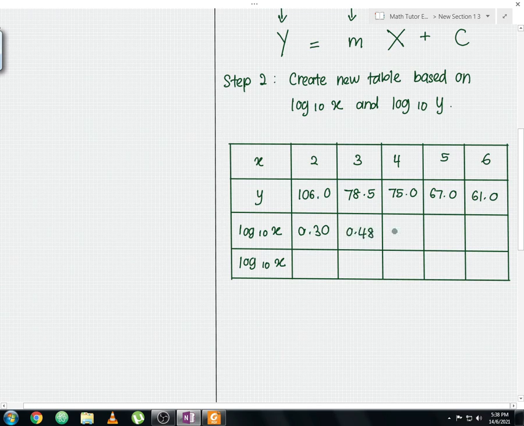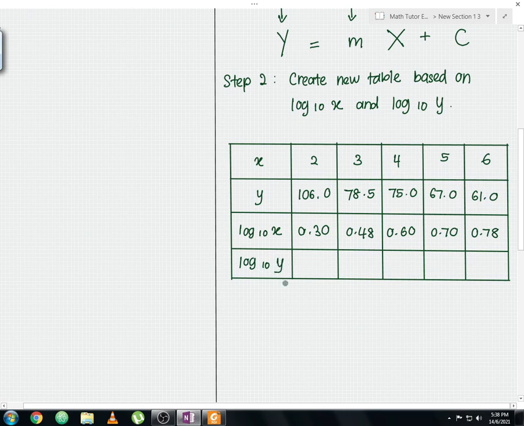Then continue with when x equals 3, so your log 10x will be 0.48. Then 0.60, then 0.70, and your last value will be 0.78. So that is for the log 10x values. Let us continue with the log 10. Oops, sorry guys, this should be log 10y.